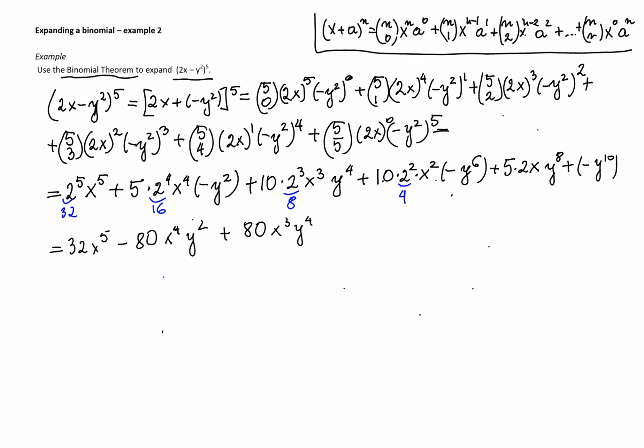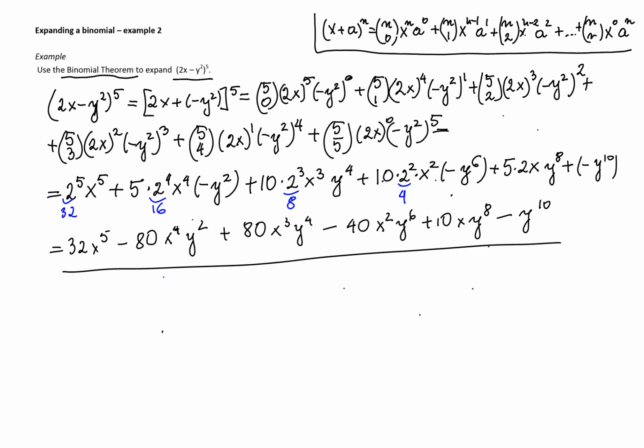And then we'll have negative 40 x squared y to the sixth. And then 10 x y to the eighth, and finally minus y to the 10th. And this is the expansion of that binomial.